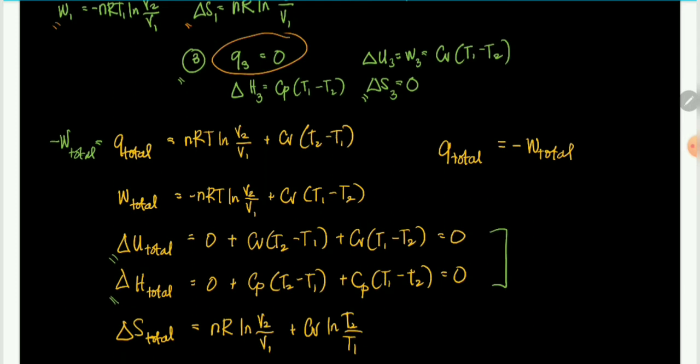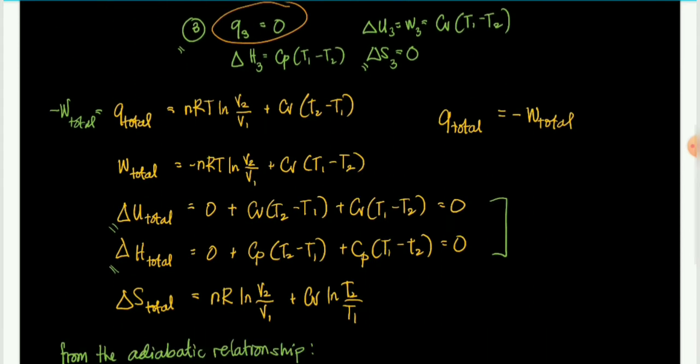Okay? So, this is obvious because delta U and delta H are known as state functions. So, state functions do not change if your state is from state 1, tapos pabalik naman siya sa state 1. So, parang hindi rin siya nag-change. Okay? However, for delta S total, we have nR ln V2 over V1 plus CV ln T2 over T1.